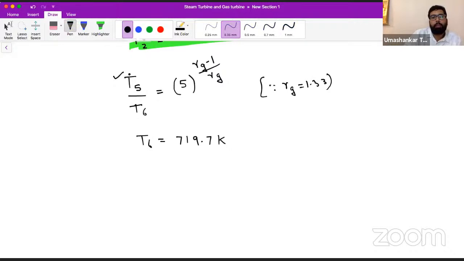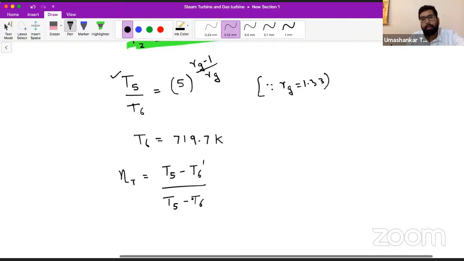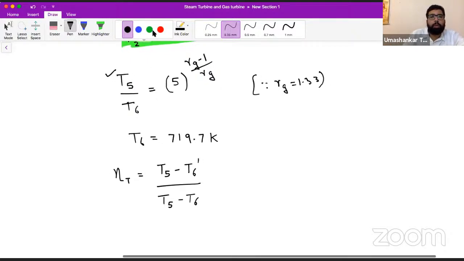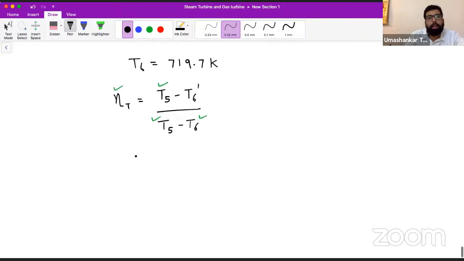Now moving ahead, what do we require? We require T6 dash. So turbine efficiency is given to you. Turbine efficiency is what? T5 minus T6 dash upon T5 minus T6, because actual is less in this case and ideal is more. So from this equation you have the turbine efficiency, you have T5, you have T6, so you can calculate your T6 dash. Your T6 dash is coming to be 755 Kelvin.